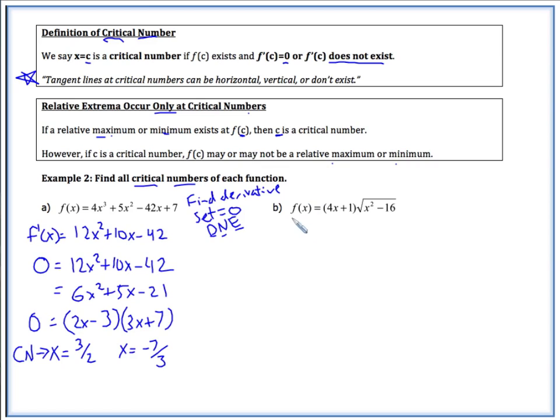All right, let's go ahead and try another one here. This one's going to be a little bit more difficult. You can see one function times another function, so that's going to tell me I'm going to be using the product rule. And you also see here the square root of a function, and so the chain rule is also going to be used here. So let's go ahead and find this derivative.